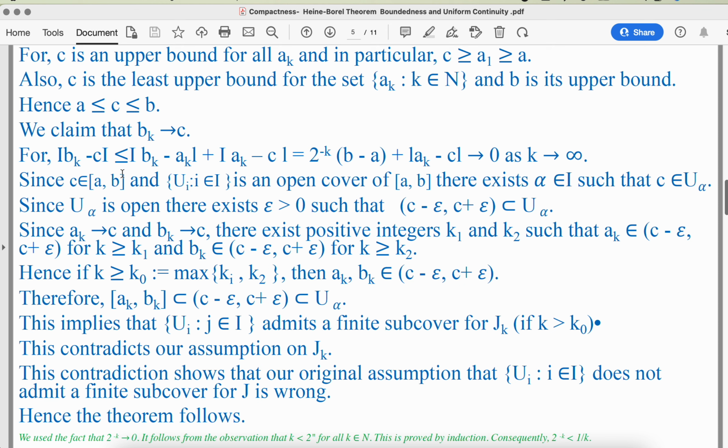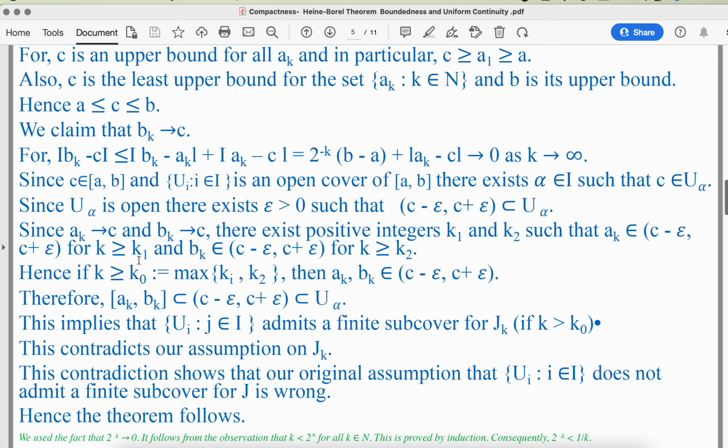Since C belongs to closed interval AB and this is an open cover of AB, there exists alpha belonging to I such that C belongs to U alpha. Since U alpha is open, there exists epsilon greater than 0 such that C minus epsilon to C plus epsilon is a subset of U alpha. Since Ak tends to C and Bk tends to C, there exist positive integers k1 and k2 such that Ak belongs to the open interval C minus epsilon to C plus epsilon for k greater than or equal to k1, and Bk belongs to C minus epsilon to C plus epsilon for k greater than or equal to k2.